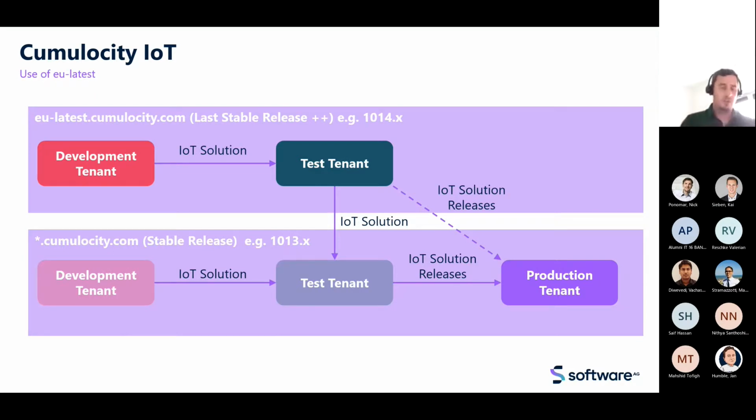This is one option, but you can also go this way: I do a test on the EU latest first on my test tenant, but I can also do another integration test on Cumulocity.com, and then I deploy this to the production tenant of Cumulocity.com. This is a flexible way. This is the option with the EU latest we offer to our customers to preview some new features of our cloud instance.